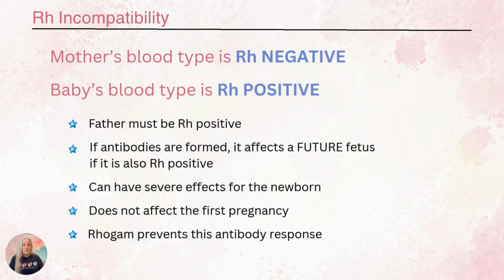So moms that are Rh negative get RhoGAM at 28 weeks gestation because we don't know if the baby's Rh is positive or negative. And then after the baby's born, we test the baby to find out if their Rh is positive. And if it is positive, then the mother will get RhoGAM again within 72 hours after delivery.